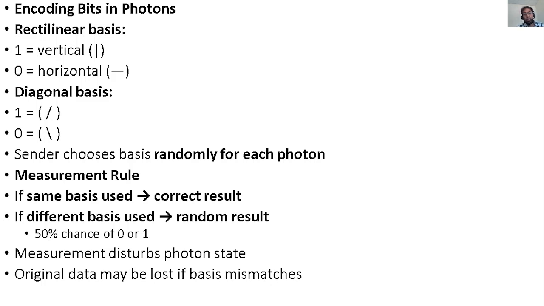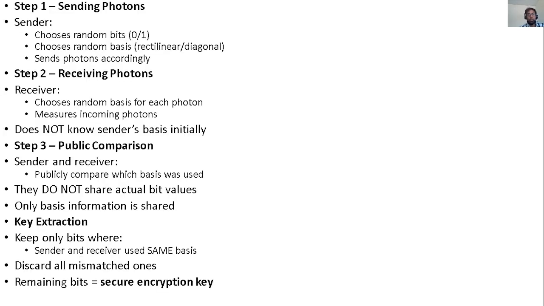Measurement rule: if the same basis is used, the result is correct; if different bases are used, the result is random, with a 50% chance of 0 or 1. Measurement disturbs the photon state, and original data may be lost if the basis mismatches. So let's see how it works. The sender chooses random bits, chooses random bases, and sends photons accordingly. The receiver chooses a random basis for each photon and measures the incoming photon, not knowing the sender's basis initially.